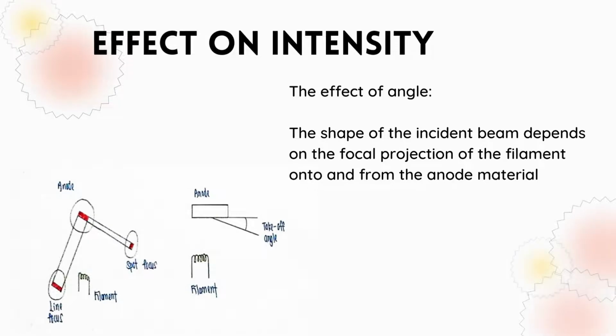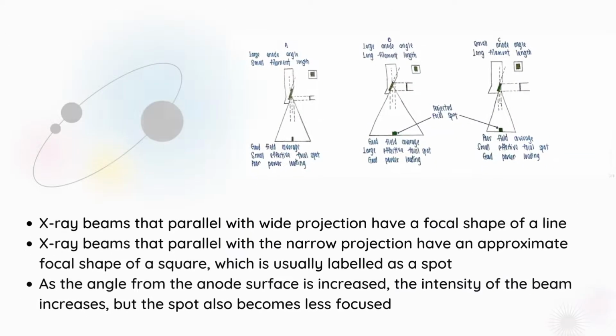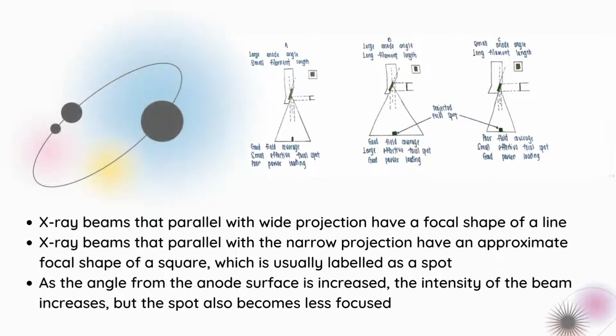The effect of angle on intensity is: the shape of the incident beam depends on the focal projection of the filament onto and from the anode material. X-ray beams that are parallel with wide projection have a focal shape of a line. However, when the X-ray beams are parallel with the narrow projection, they have an approximate focal shape of a square, which is usually labeled as a spot. From this situation, as the angle from the anode surface is increased, the intensity of the beam increases, but the spot also becomes less focused.